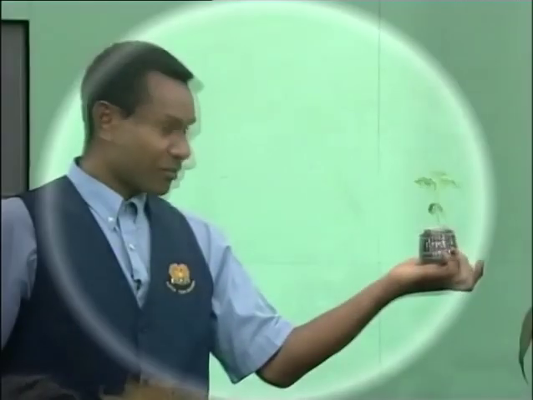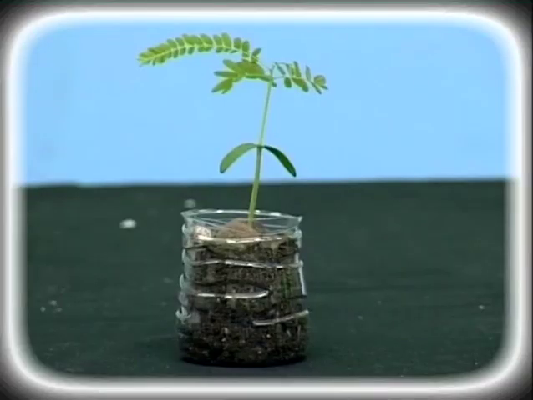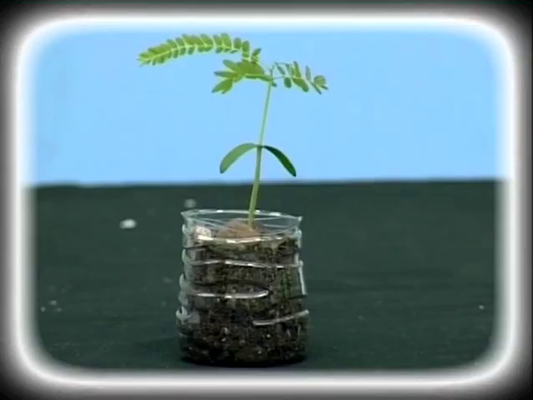Shannon? Edge of the leaf. Leaf, good, thank you. Clement? Shoots are the ones that come out of the stem. Ones that come out of the stem, yes. Good answer. Okay, good answer.